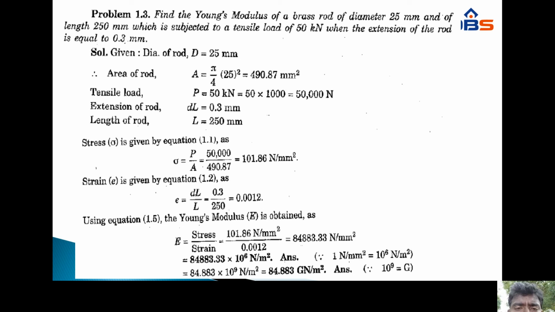Next, using Young's modulus of elasticity, E equal to stress by strain. Stress is already calculated in the problem. Strain is already calculated in the problem. We can calculate the E value as 84,883.33 newton per mm square. 1 newton per mm square equal to 10 power of 6 newton per meter square. Okay, this is converted into giganewton per meter square. Giga means 10 power of 9.